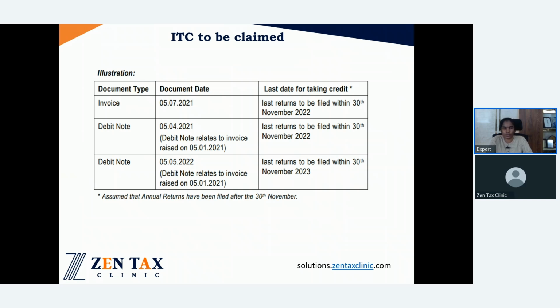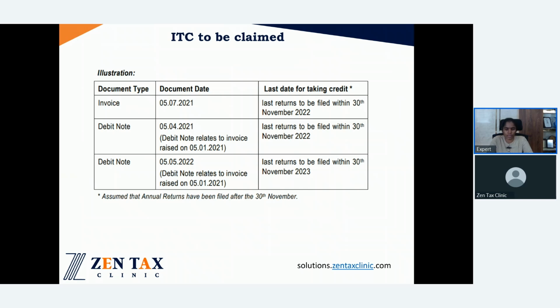Now in the second scenario, the invoice was raised on 5th Jan 2021. That is financial year 2020-21. And the debit note was issued on 5th May 2022. So the financial year of the debit note is 2022-23. Now the last date in this scenario would be 30th November 2023. So hope you understood these examples.